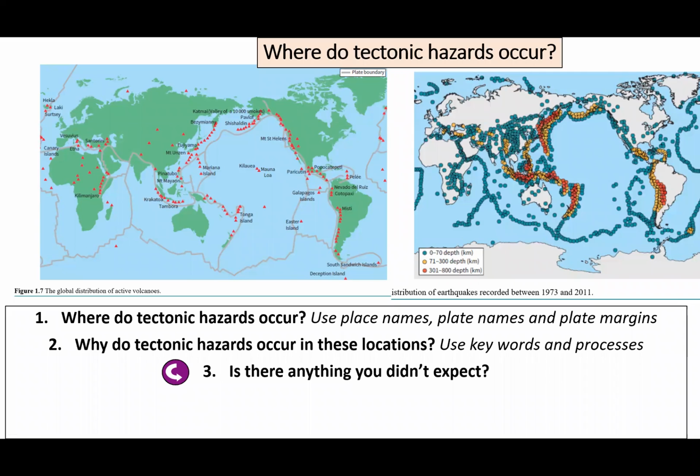Have a look at these two maps and tell me, where do tectonic hazards occur? Use your place names, your plate names, and your plate margins to do that. Then tell me, why do tectonic hazards occur in these locations? Think back to what we did before about keywords and processes. And then as a challenge, is there anything you didn't expect?